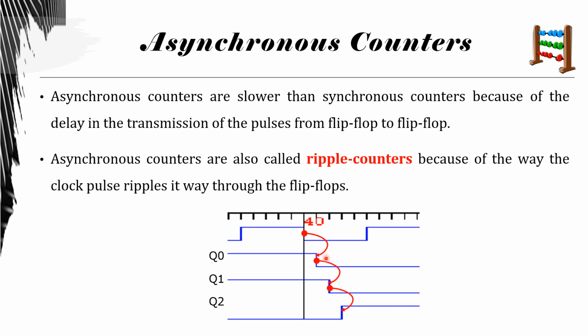Because of this rippling effect, the overall propagation delay time is the sum of the individual delays. For example, if each flip-flop has a propagation delay time of 10 nanoseconds, then the overall propagation delay time for the 3-bit counter is 30 nanoseconds, right? Since we have 3 flip-flops, 3 times 10, that is 30 nanoseconds, will be the overall propagation delay time.